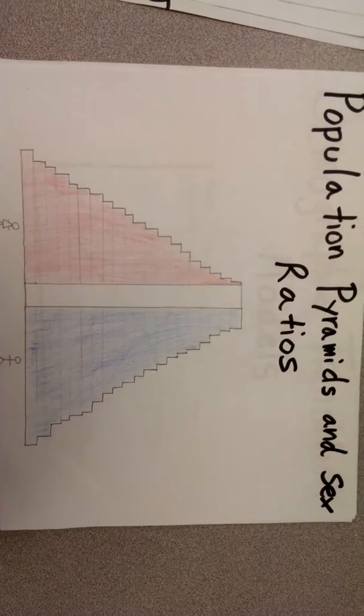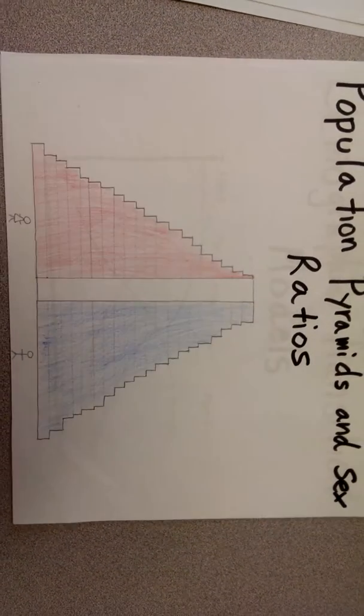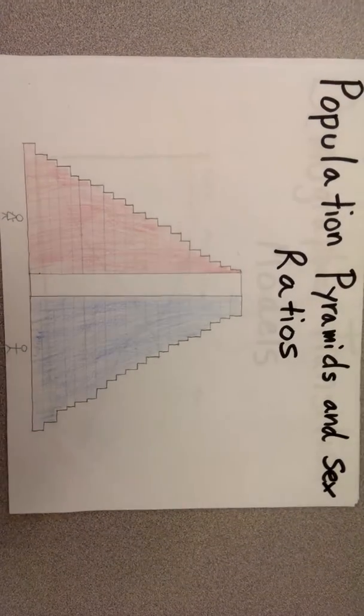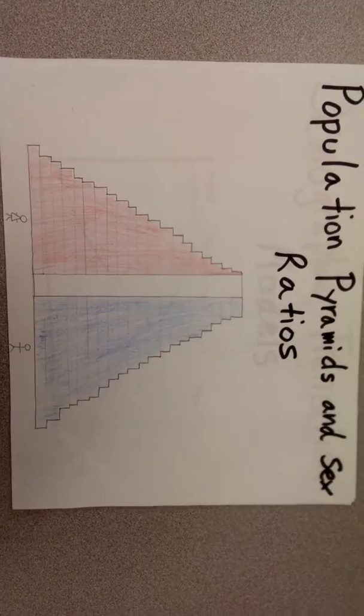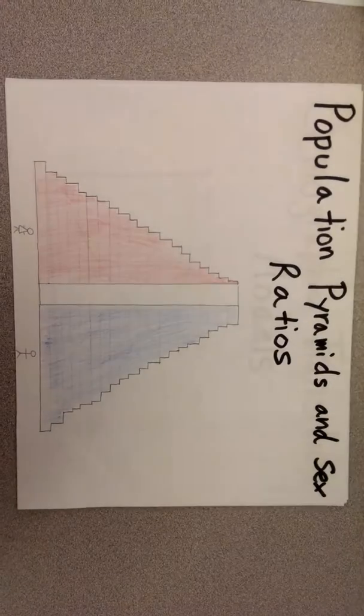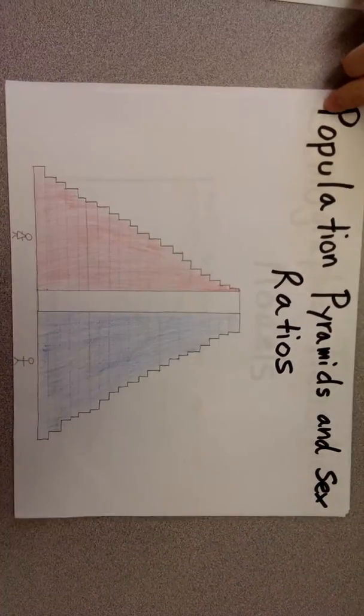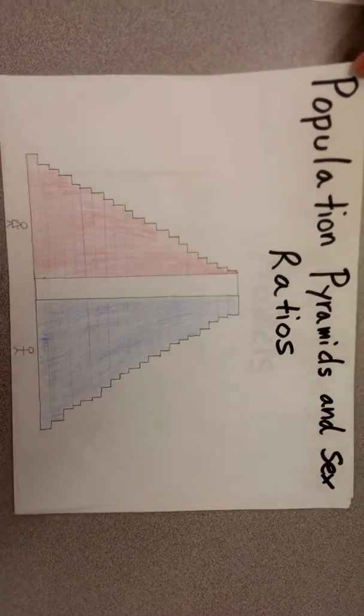Population pyramid and sex ratio. A population pyramid and a graph that shows the sex ratio both show the overall percentage of a nation's gender and age ratio, or compared to each other.